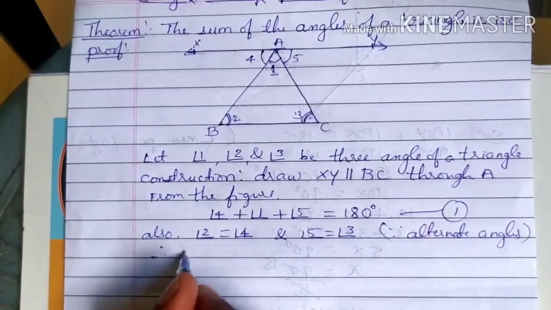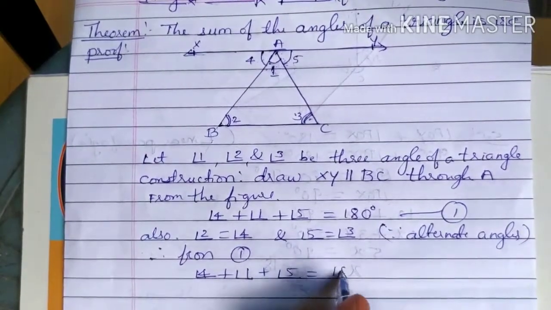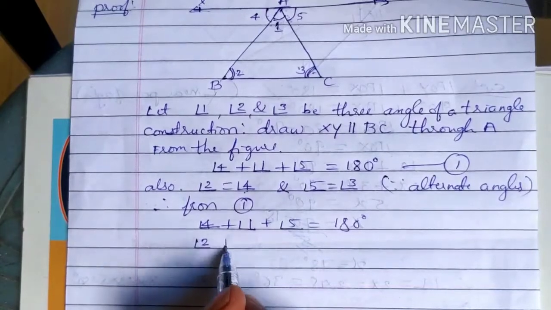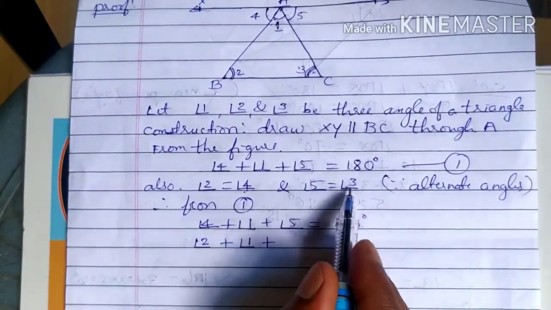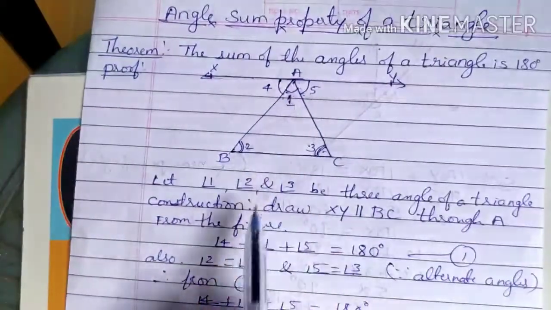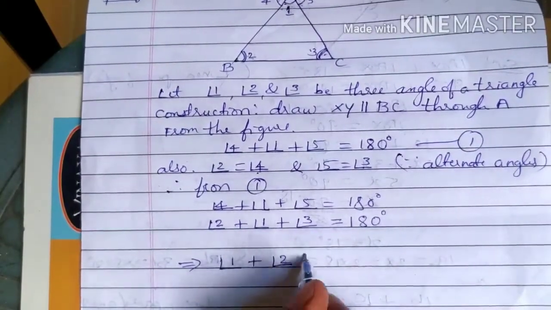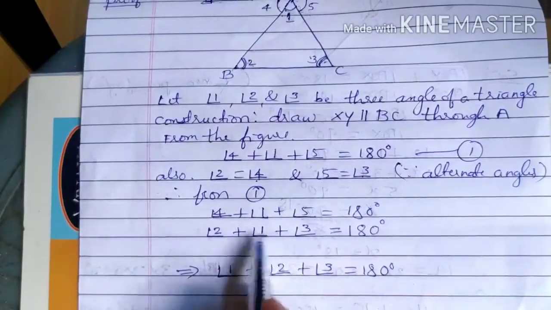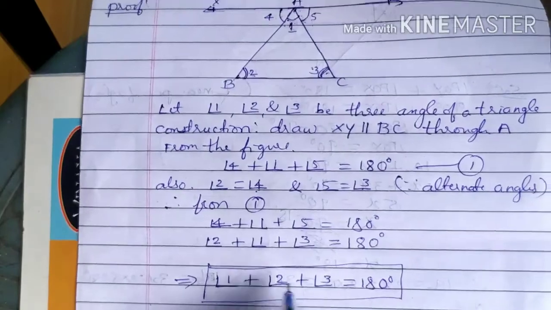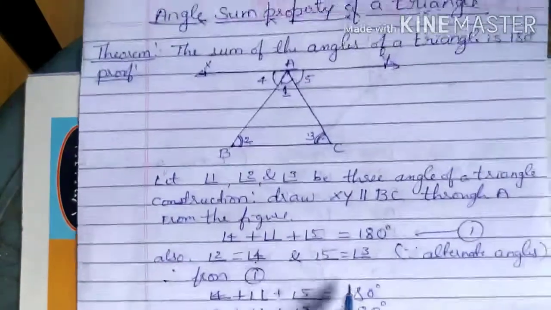Therefore from equation 1, angle 4 plus angle 1 plus angle 5 is equal to 180 degree. I'll write it as it is, and instead of angle 4, I can write angle 2 because they are equal. So angle 2 plus angle 1 as it is plus angle 5, instead of 5 I can write angle 3, is equal to 180 degree. Therefore angle 1 plus angle 2 plus angle 3 is equal to 180 degree. Addition is commutative, so I can write it anywhere. This is what we had to prove, that the sum of the three angles, when we add them, is always equal to 180 degree. So it is an important theorem.